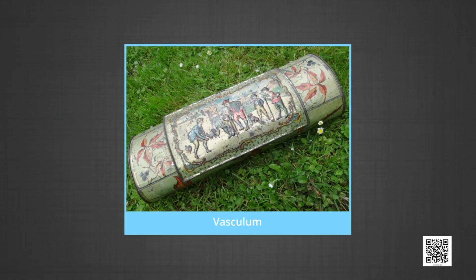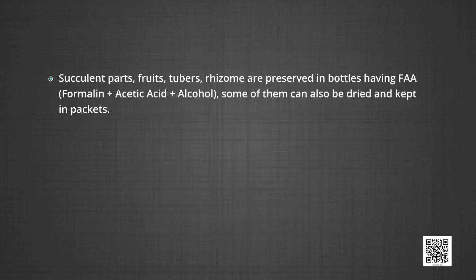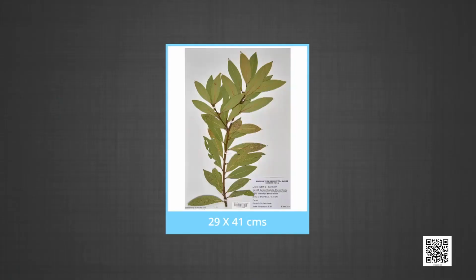Vasculum or polythene bags are used temporarily to store fresh shoots to avoid loss of moisture and distortion by drying and shriveling up. Vasculum is a box of about 40 by 60 centimeters, 20 centimeters in width and 25 centimeters in depth. Succulent plants, fruits, tubers, rhizomes are preserved in bottles having FAA. It includes formalin, acetic acid and alcohol. Some of them can also be dried and kept in packets. The dried specimens are then pasted on herbarium sheets. A standard size of a herbarium sheet is 29 by 41 centimeters.